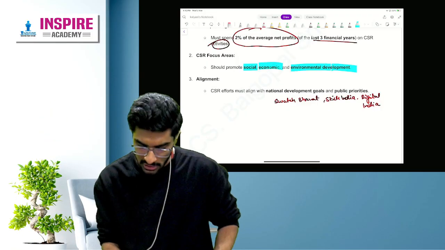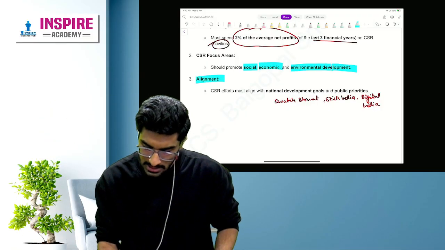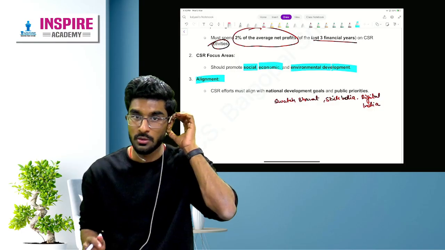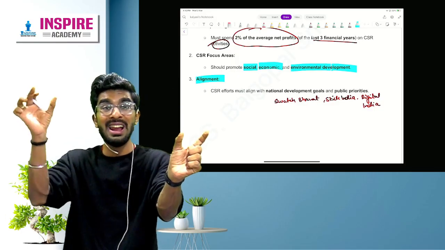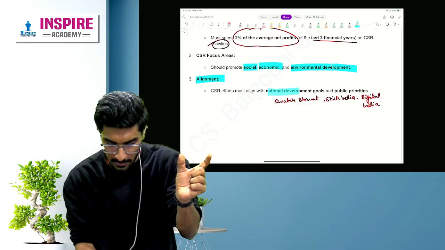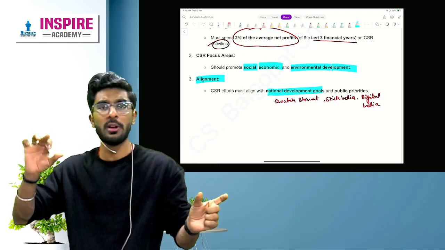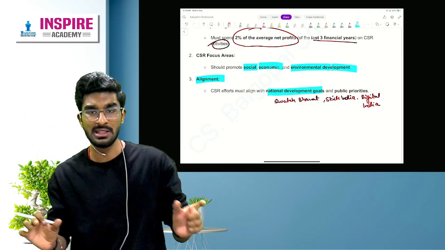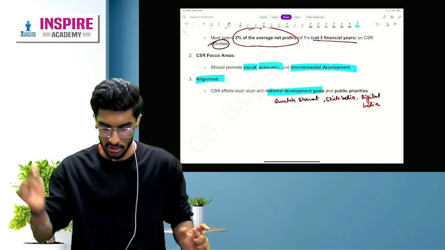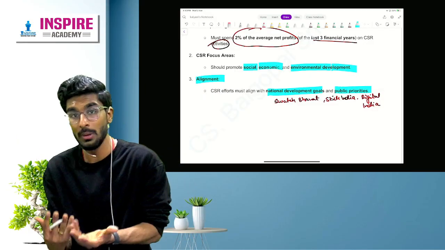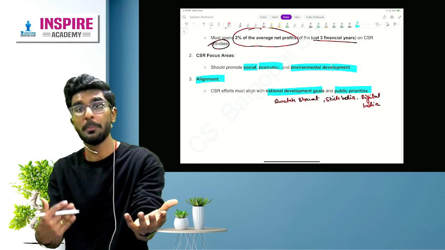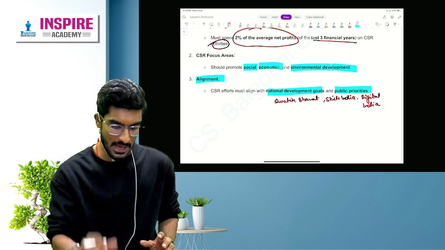Okay. Now next, alignment. CSR efforts must align. That means whatever expenditure I am incurring, those activities should align with the national development goals. For example, Swachh Bharat. For example, Digital India. For example, Skill India, to promote entrepreneurship and public priorities. So what is the actual need in the society? For that purpose only I have to incur my CSR expenditure.